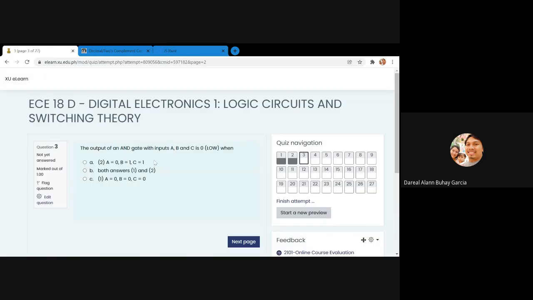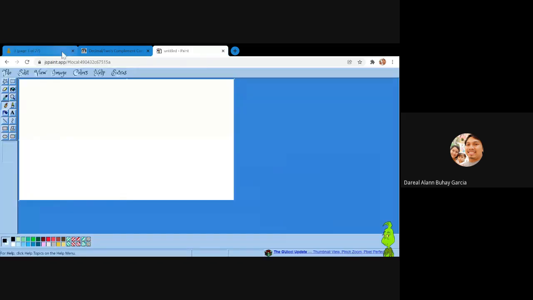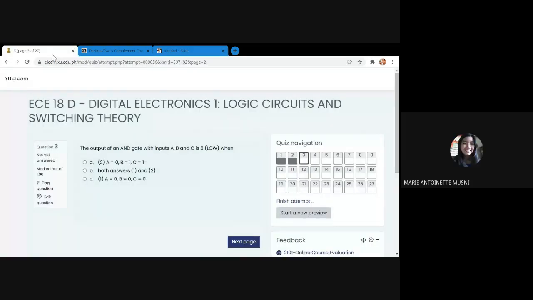The output of AND gate with inputs A, B, C is low when both 1 and 2? Yes, sir. Basta may 0.